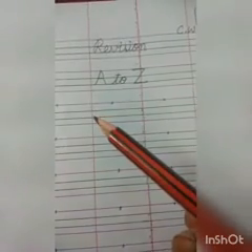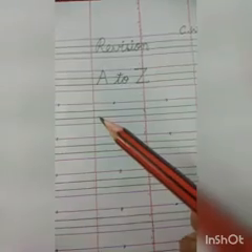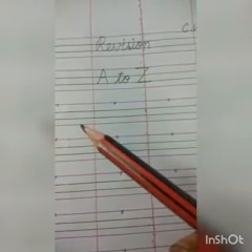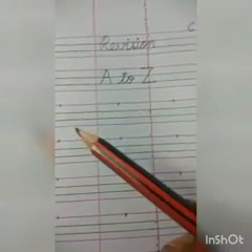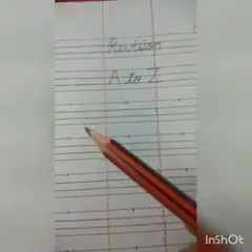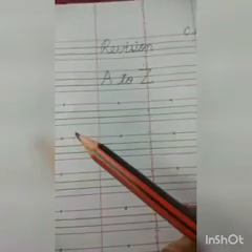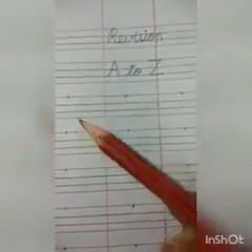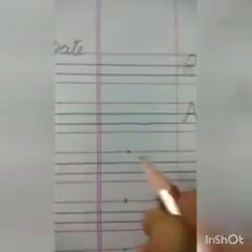And remember one thing that we had done A to Z many times, so this time you have to write these letters on a single dot, okay, with the help of single dot only. If you can write without dot, then you can write, otherwise try to write with the help of single dot, okay. So let's start our first letter.